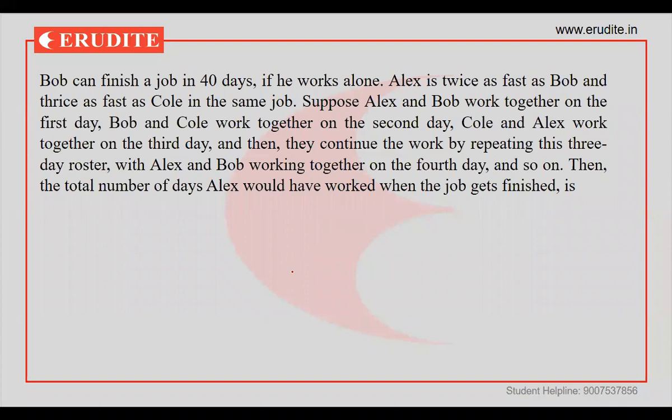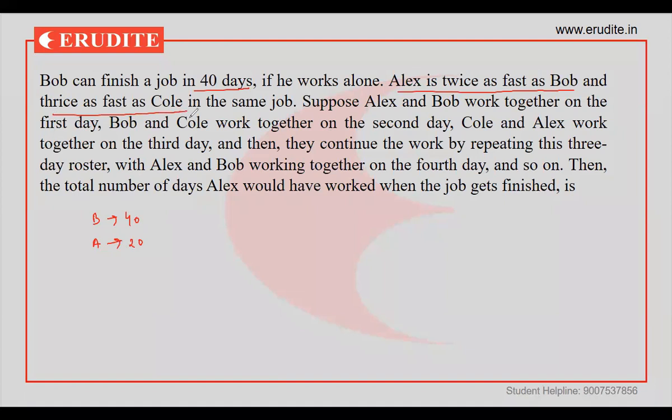Hello everyone. So we are going to discuss this question. This question came in CAT 2022, slot 3. So what they're saying, guys, is that Bob can finish the job in 40 days. So Bob is completing the job in 40 days. Alex is twice as fast as Bob. That means if Alex is 2 times better than Bob, then he is going to take half of the time which Bob is taking. So Bob is taking 40 days, Alex is going to take 20 days.